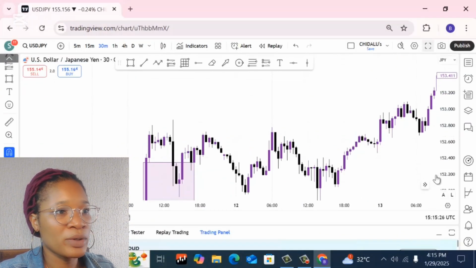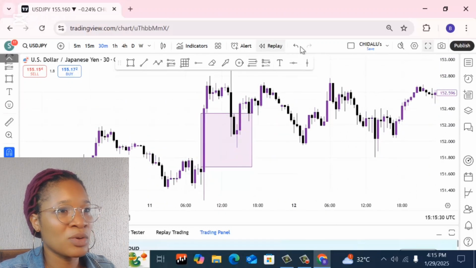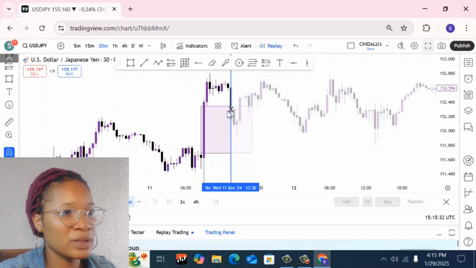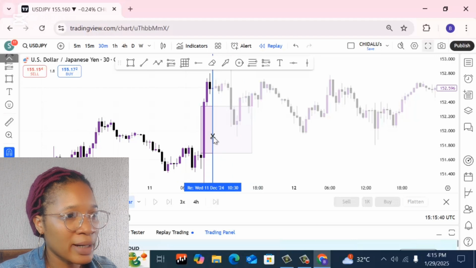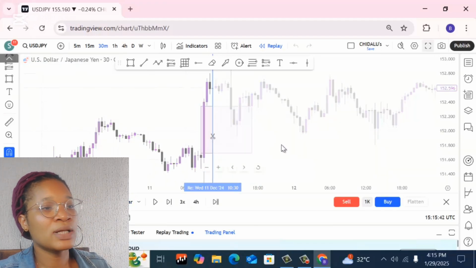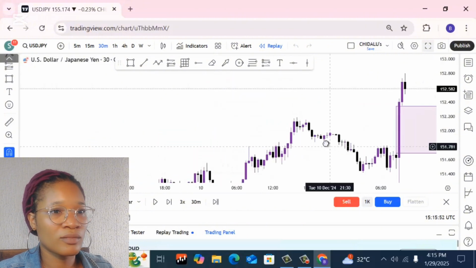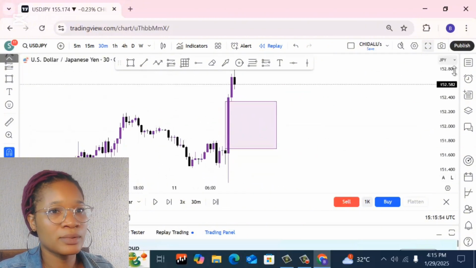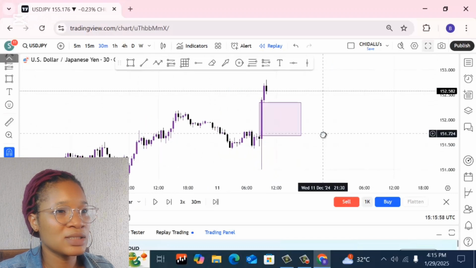Let's say what we had was just this. I'm using my replay tool. I'm looking for the pullback. So let's say price has already given us this, and so here we go. Let's say this is what we have.